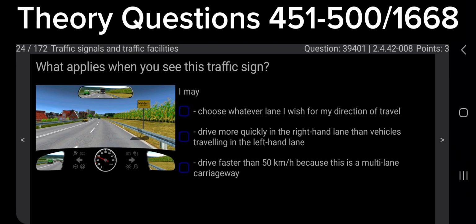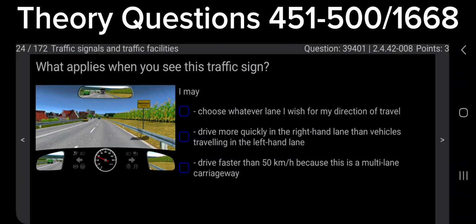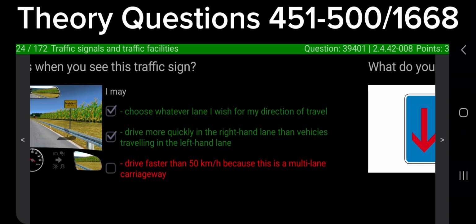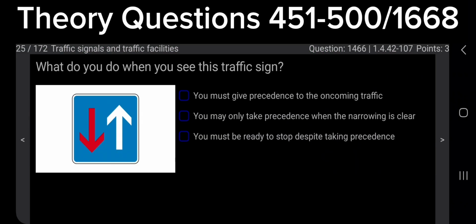What applies when you see this traffic sign? Choose whatever lane I wish for my direction of travel. Drive more quickly in the right-hand lane than vehicles traveling in the left-hand lane. Drive faster than 50 km per hour because this is a multi-lane carriageway. Choose whatever lane I wish for my direction of travel.